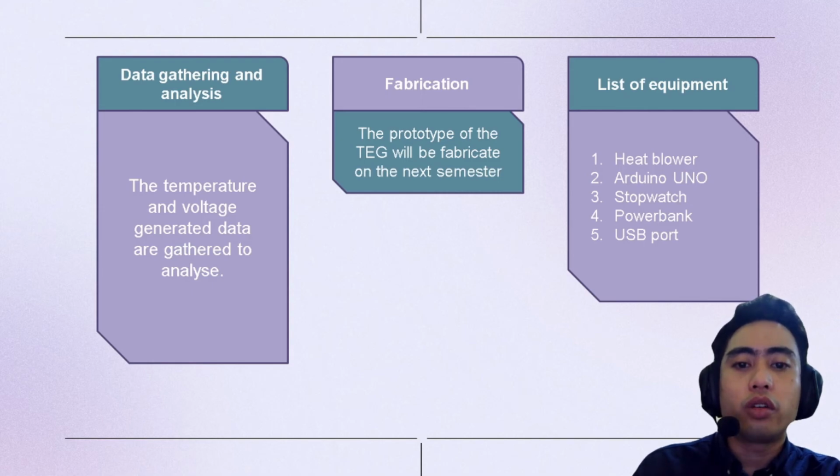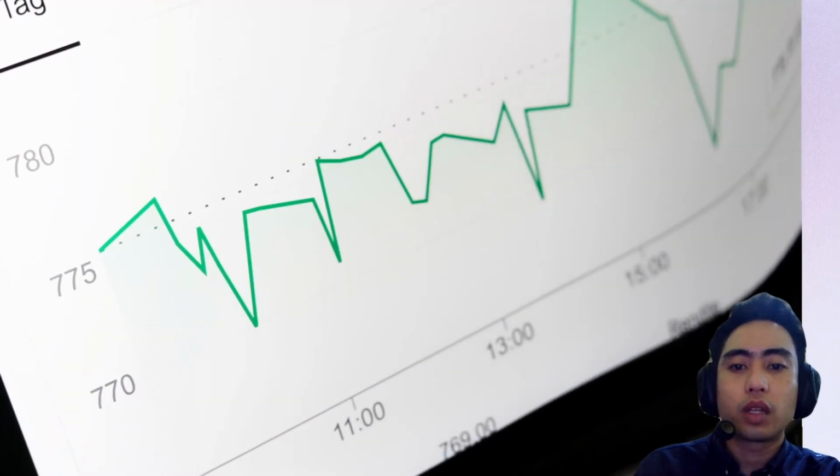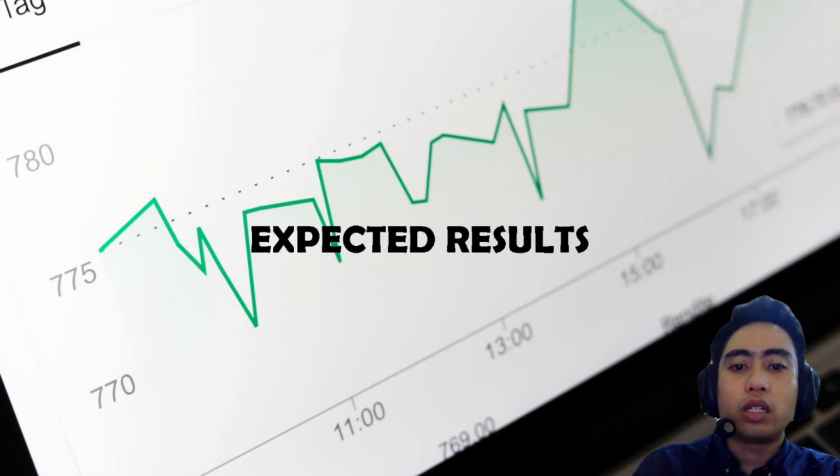There are a few equipment used for this project which are heat blower, Arduino Uno, stopwatch, power bank, and USB port. Next, expected results.